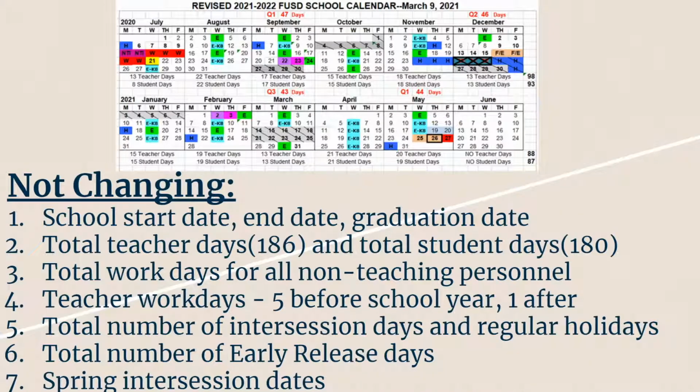Our total teacher work days, 186, are staying the same. And our total student days of 180 are staying the same. Obviously, we're not going to change that. We do have 188 days for new teachers, but that's 2 additional days that we bring them on early for training and professional development. That's staying the same as well. Our total work days for all of our non-teaching personnel is staying the same.